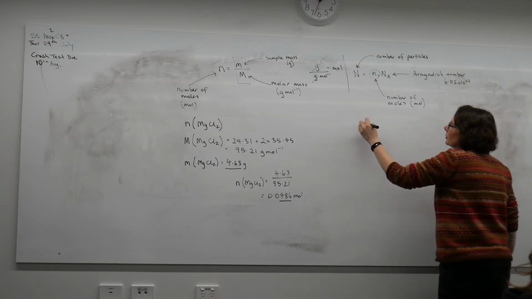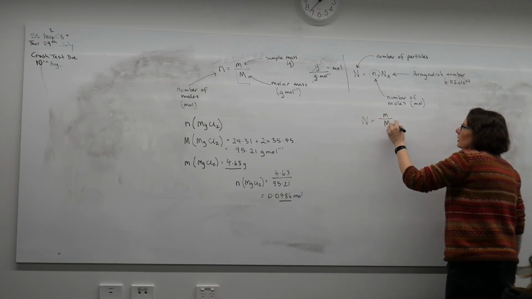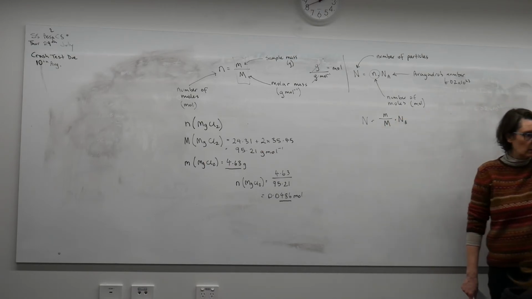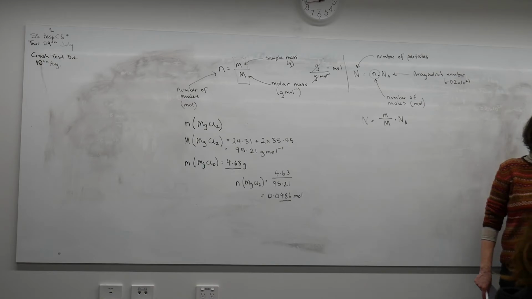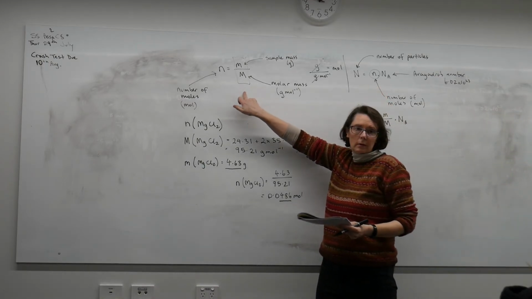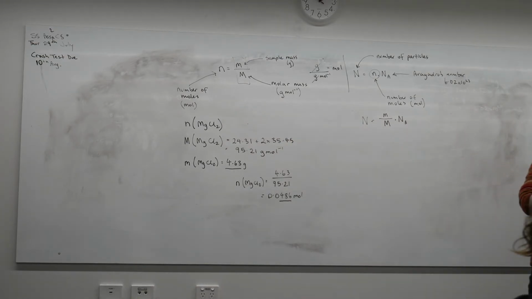So for example, n then would equal little m on big M times Avogadro's number. So all I've done is replaced the n in this one with this here. So I can do it that way, or you can do it in 2 steps. It doesn't really matter.